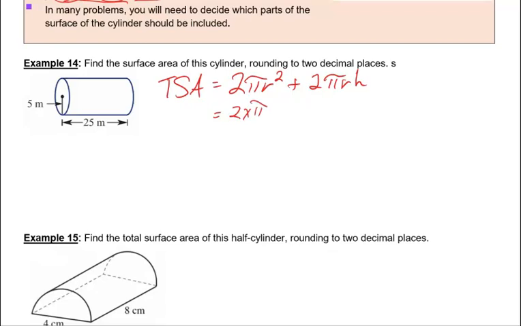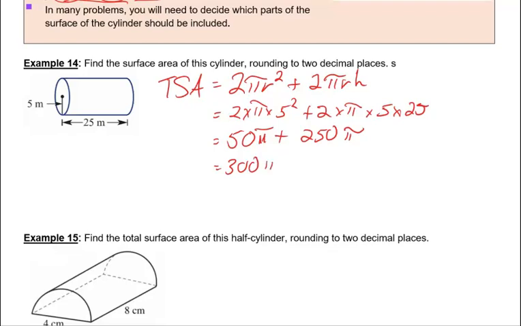So that'll be 2 times pi times 5 squared, and that's going to give us 50 pi. And I'll tell you why I'm working it out like this. And then plus 2 times pi times the radius of 5 times the height of 25. So that's going to give us a bigger number of 250 pi, which gives us a total of 300 pi. Now, if we were asked for an exact answer, that's what we would leave. Just leave it as that.